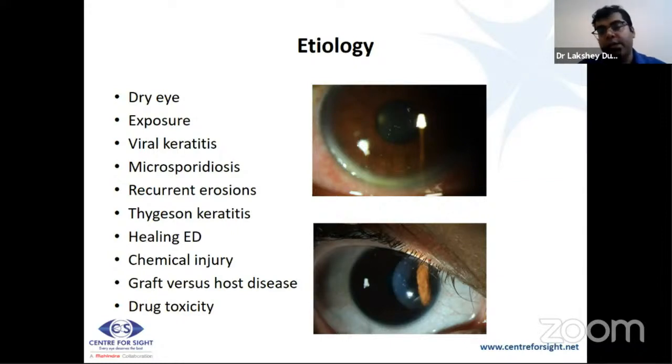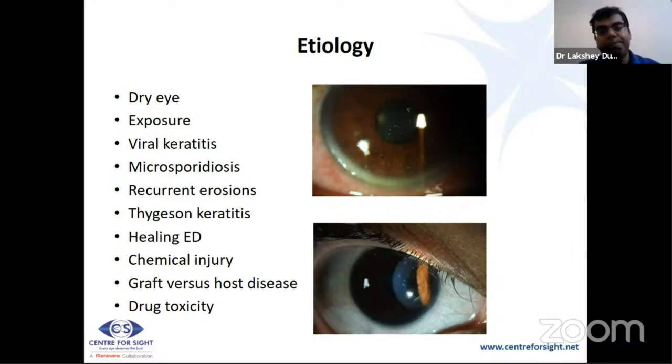You can do a clinical test: you can take a bud and try to remove them. They will easily come out. So this hints towards microsporidiosis. Yes, you can do a gram stain to confirm microsporidial infection.